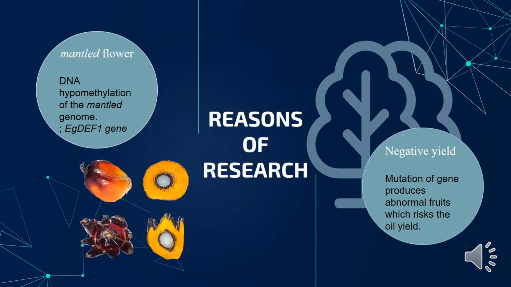This arises in oil palm plantation, with the appearance of mantled flower, as shown in the image below, due to the splicing of the EgDEF1 gene, which affected the floral phenotype. Also, because of the negative yield, it produces abnormal fruits and reduces the oil yield.